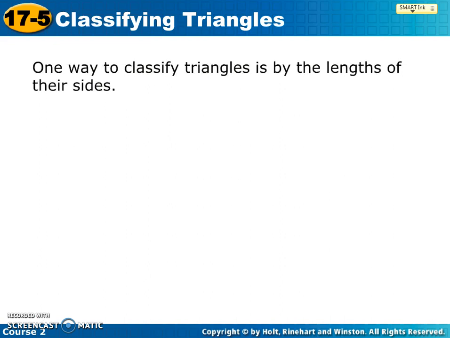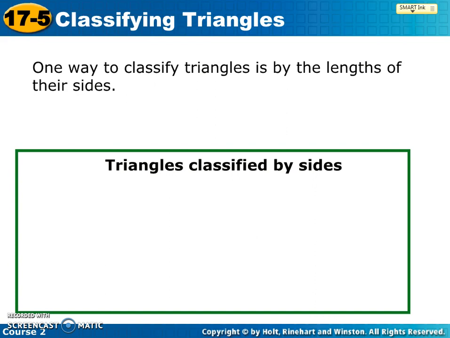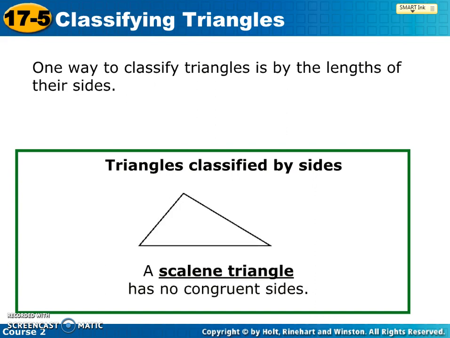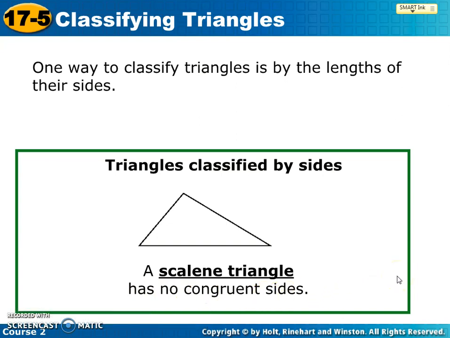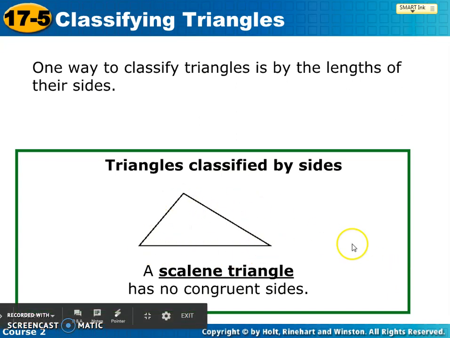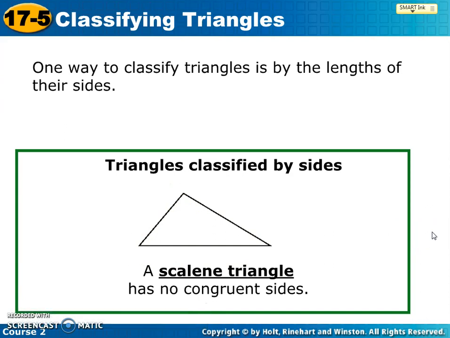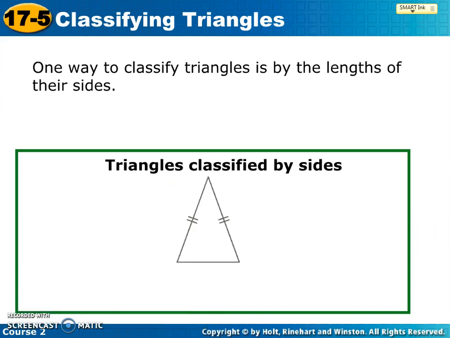One way to classify triangles is by the lengths of their sides. So here's the first way to classify its side, and we call it a scalene triangle. The definition of a scalene triangle is that it has no congruent sides. So all of the sides are a different length. And you can go ahead and pause and draw this picture. Make sure that all three sides are different there. A scalene triangle has no congruent sides.